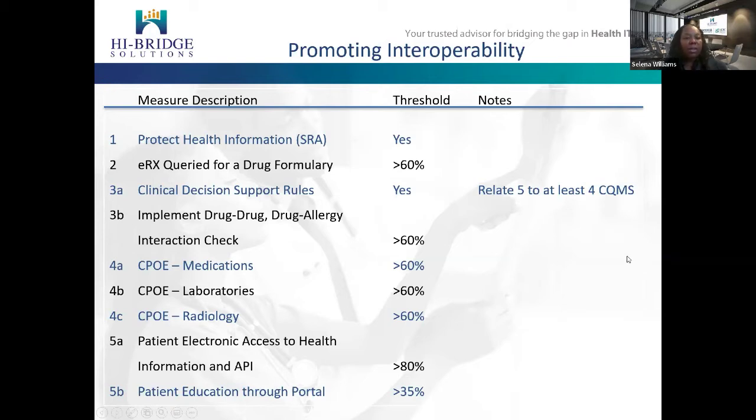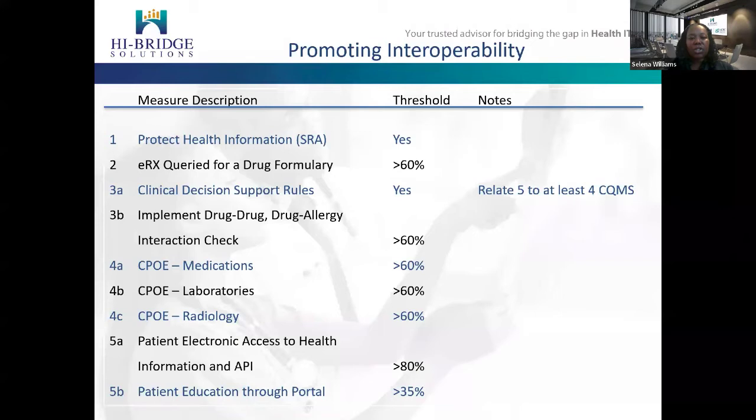The next one is the clinical. You guys already know about the query for the drug formulary to make sure that you meet the 60%. Be sure that your drug formulary is enabled. You want to take a screenshot of that, because that will be asked of you to upload with your documentation requirements.